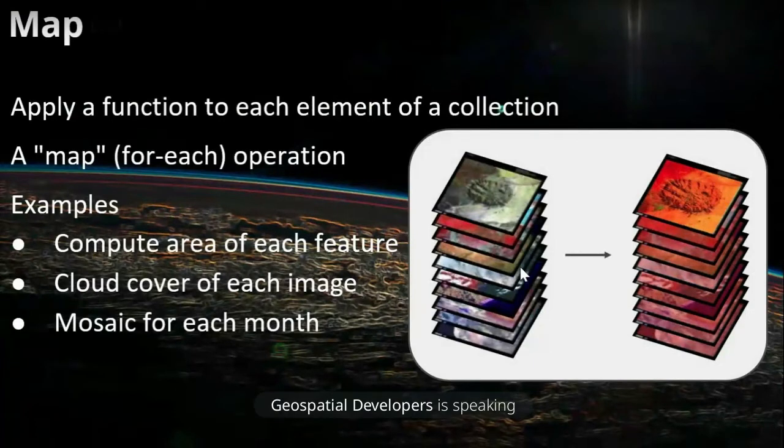All right. And in Earth Engine, when you see map with a small letter, it's not the map you know. It's like you applying a function to each element in the collection.